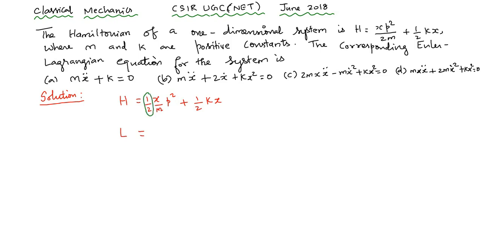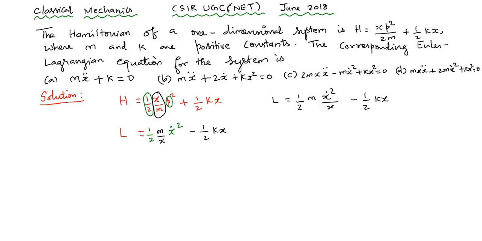So half, write as it is. For p square, I have to write, x is the generalized coordinate, therefore x dot will be the generalized velocity. Therefore, x dot square. So the box term, as I said in the last class, x by m can be written as m by x. So this is minus half k x. Therefore, this is the Lagrangian. So the Lagrangian for this system is simply half m x dot square by x minus half k x.